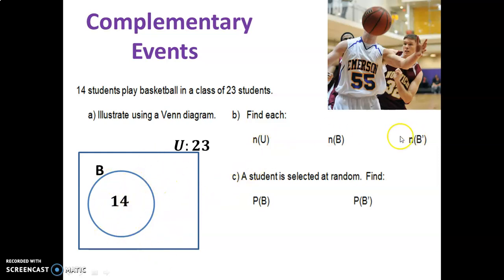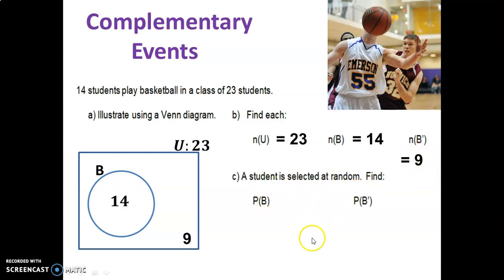Now see if you can find these values here. Let's do part B first. Okay, hopefully you notice if there's 23 here, 14 here, there must be 9 students that don't play basketball. So in the universal set, the number of students we have is 23. The basketball players is 14. And the B naught, that's what a complementary event is. That B naught symbol there means the things that are not B, and those are the 9. So hopefully you came up with the 9 as well.